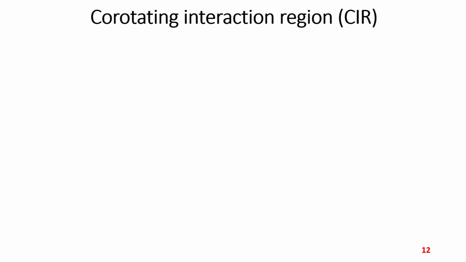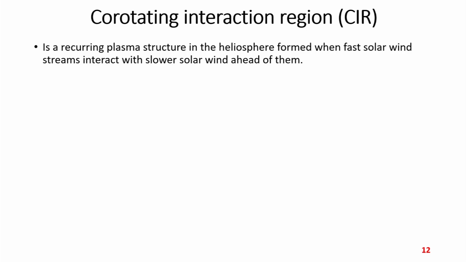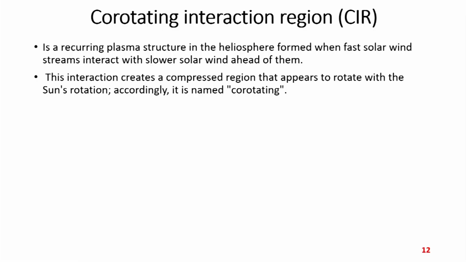Now, one more topic, called the co-rotating interaction region. If you remember from the last session, in the coronal holes the magnetic field lines are open, not closed loops. There the solar wind has higher energy and is faster. Whatever solar wind comes out from the regions where the coronal holes are will have a higher velocity compared to the surroundings.